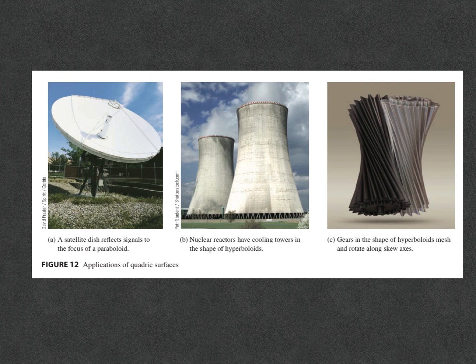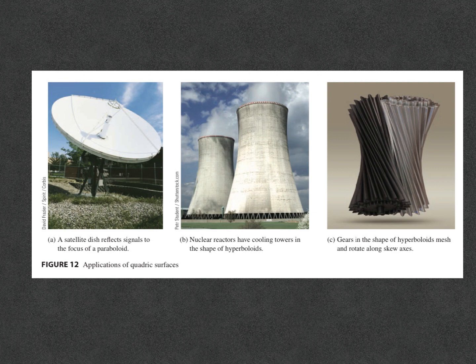Circular paraboloids obtained by rotating a parabola about the axis are used to collect and reflect light, sound, radio, and television signals, like in figure A of a satellite dish. So it'll reflect signals. Letter B shows you nuclear reactors that have cooling towers in the shape of hyperboloids. And letter C, sorry, is gears in the shape of hyperboloids that mesh and rotate along skew axes. So there are lots of examples in the world around us.